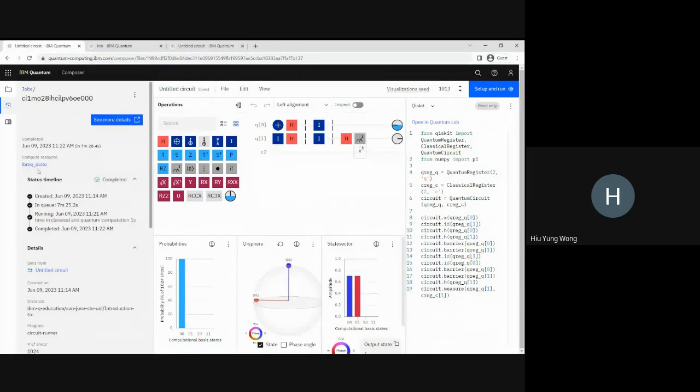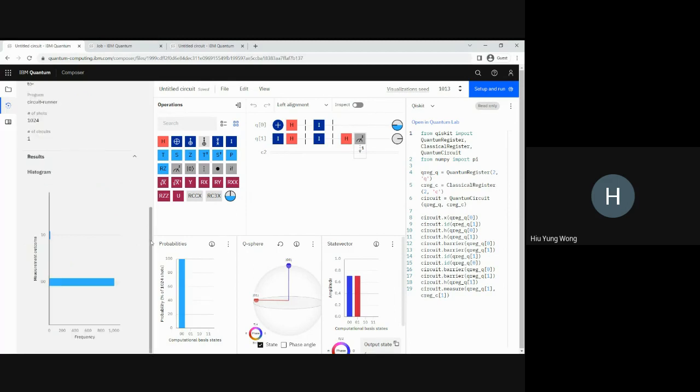This is the computer I submitted this morning to IBM Q. You see that I need to wait for 7 minutes because of the queue. And then eventually I get the result. And let's look at the result. The simulator gives me 0, 0, but here I get 1, 0.